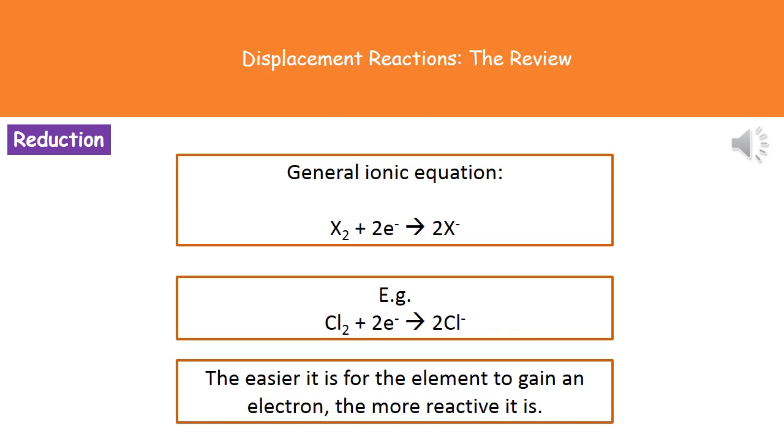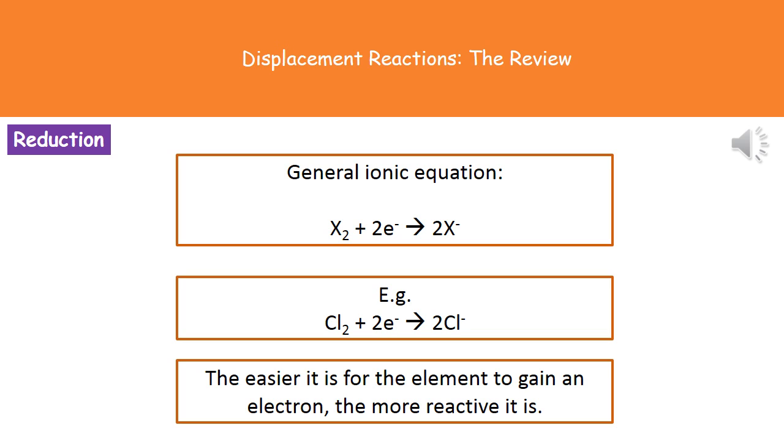You might be asked to write an ionic equation for one of these reactions. At the top there we've got the general ionic equation. X is representing our halogen and e minus represents our electron. So X2 plus 2e minus gives us 2X minus, because each of our halogen atoms gains 1 electron, giving them 1 more negative charge than positives, which means we have 2 single negatively charged ions being formed.